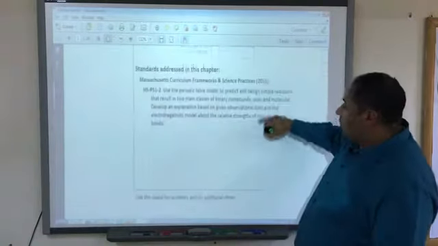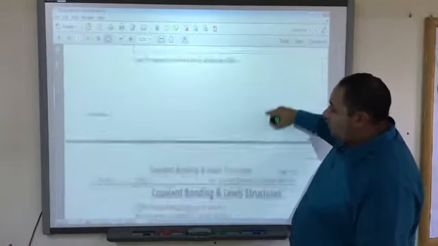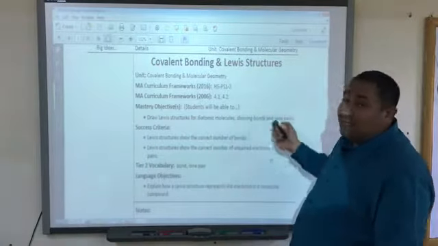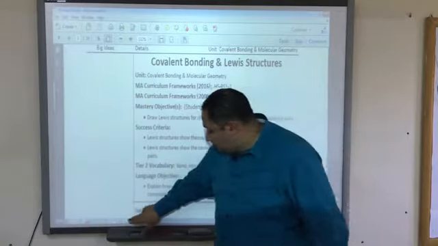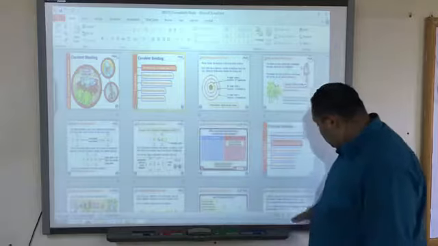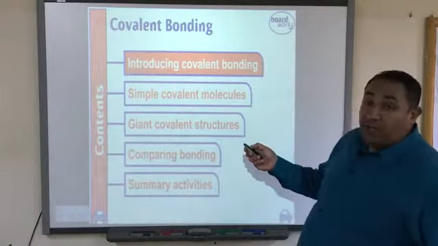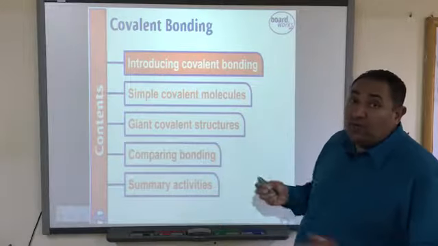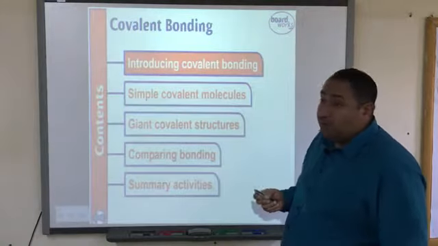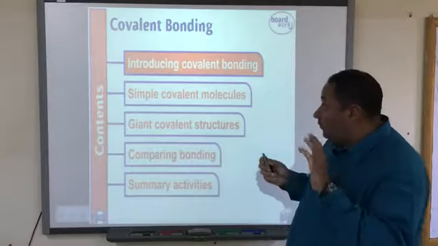Okay, very good. So I'm sending you these notes on Engage, like every other unit. We will focus today on covalent bonding and Lewis structure. So introducing covalent bonding. What is covalent bonding? How does it work? Why do the atoms connect together to form this type of bonding?